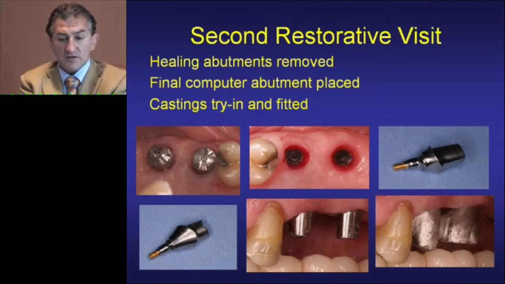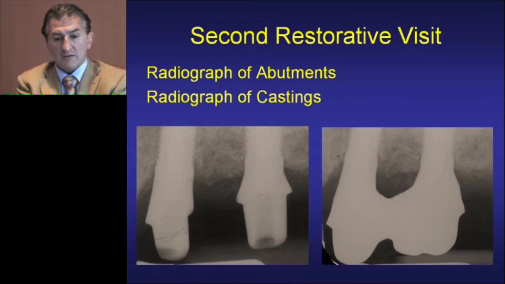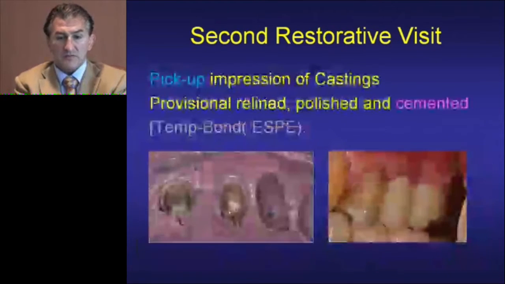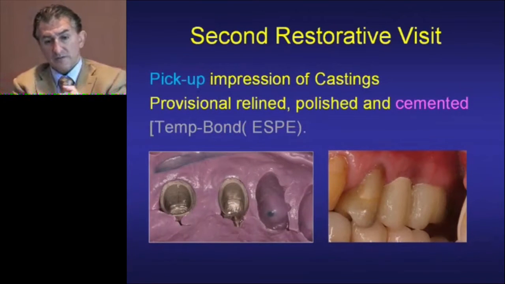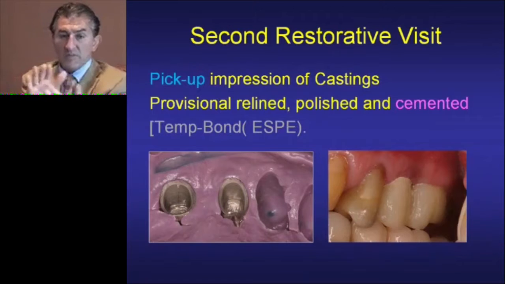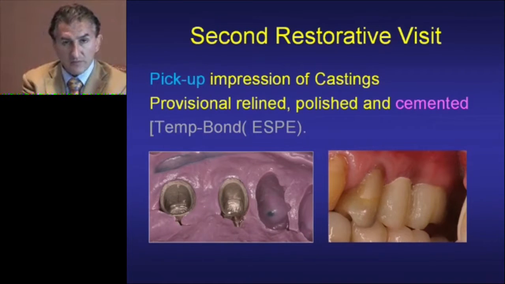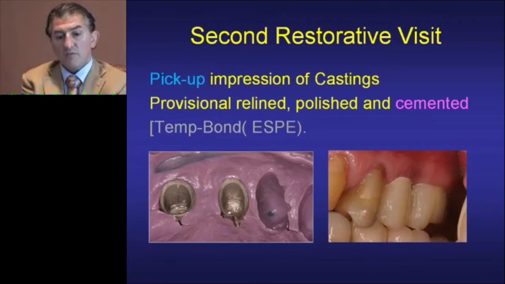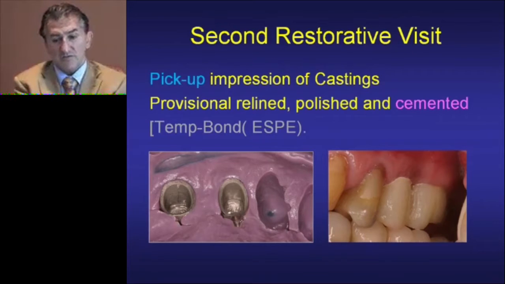The castings are tried in. We take a new vertical dimension bite. We take radiographs at that position of the abutments. We take radiographs of the castings, make sure there's no errors there. And then we take a pickup impression. This is a crucial part of the three-visit sequence. A pickup impression of the zirconia copings or the metal castings will negate all the errors that have been created up to that point. With that, now the technician can go right to ceramic restoration and go to porcelain, getting the contacts correct, getting the occlusal contacts correct.